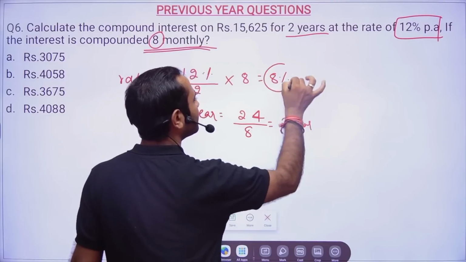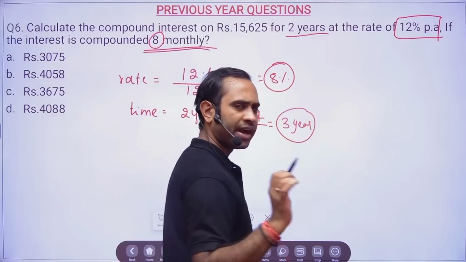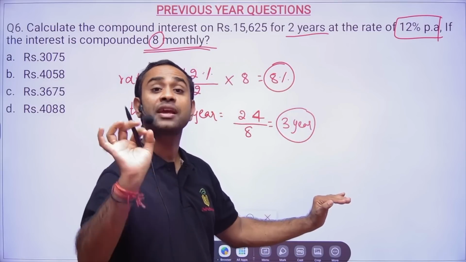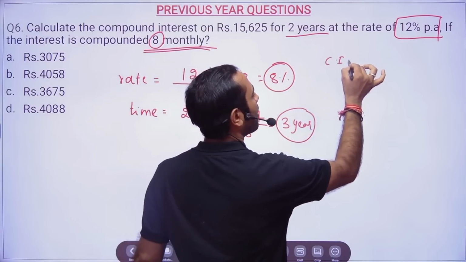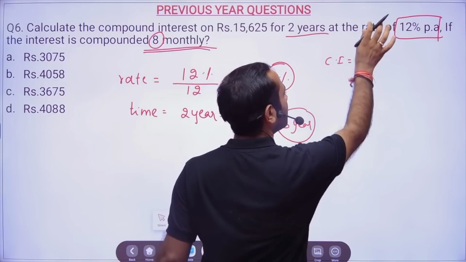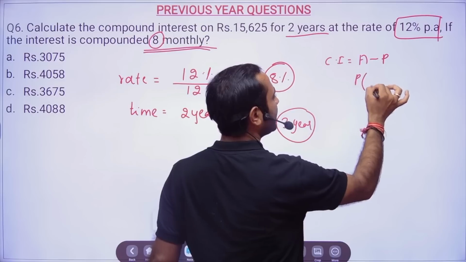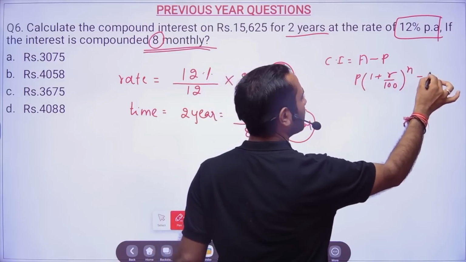Rate of interest is 8%. You can easily calculate, right? Friends, don't do the calculation manually here. Use the calculator. An on-screen calculator will be there in the exam. So compound interest will be equal to A minus P, and A will be equal to P into 1 plus R by 100 to the power N, minus P.